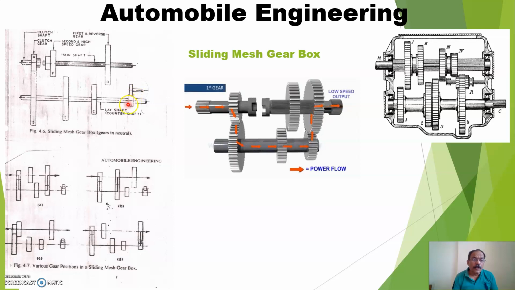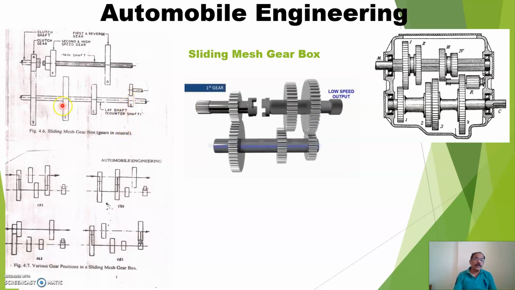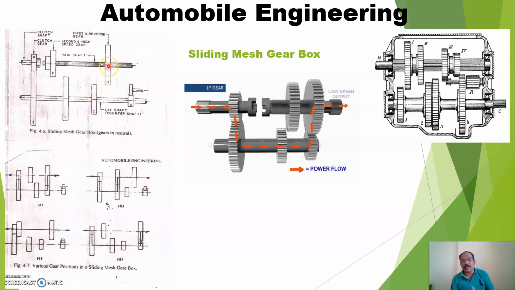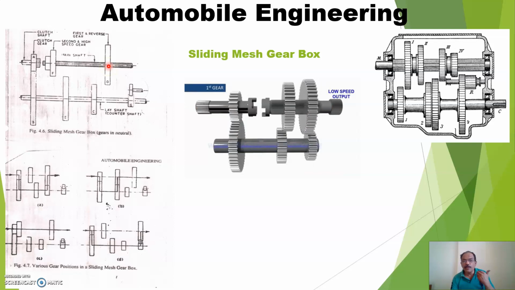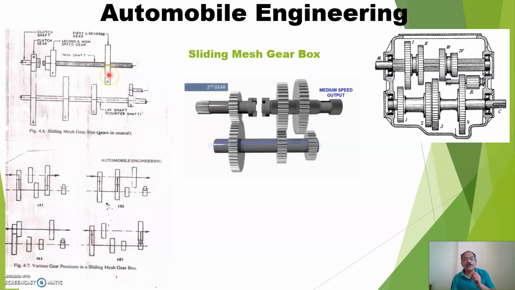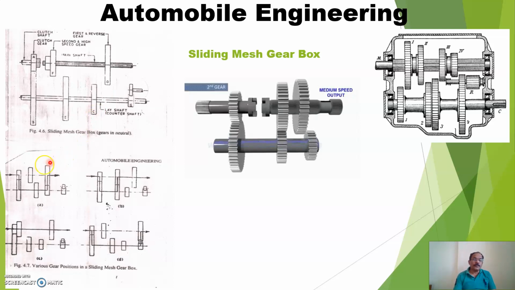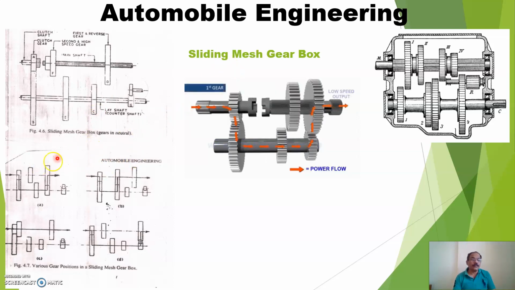Now whenever there is a first gear, the gear size is very big, because a big gear having less rpm can give more torque. Whenever you want to shift to the second, third gear, the gear size will go on reducing because RPM goes on increasing. Now you can observe here how the sliding mesh gear can work.